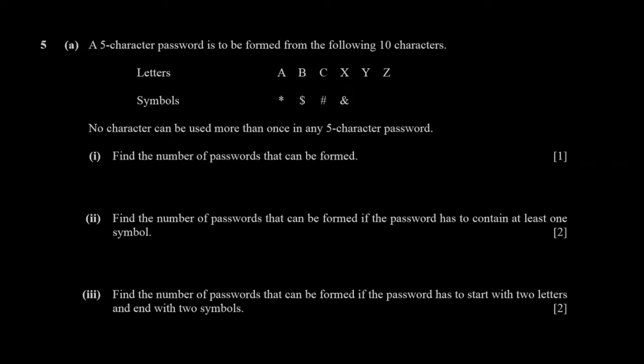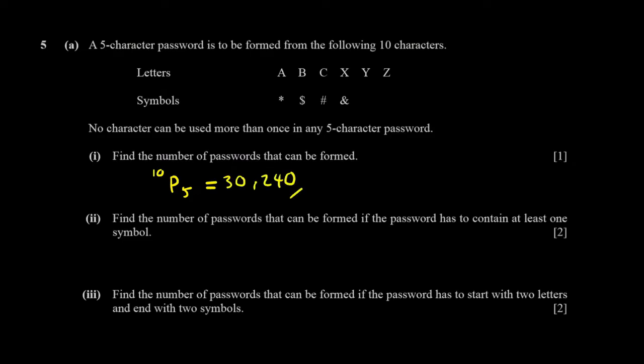Now, we've got 10 characters. Want to form a 5-character password. Find the number of passwords that can be formed if there are no restrictions. Well, if we've got 10 characters to choose from, and I'm arranging 5 out of those 10, that is going to be 10P5. Okay, so 10P5. So let me just put that into my calculator. 10P5. I get 30,240.